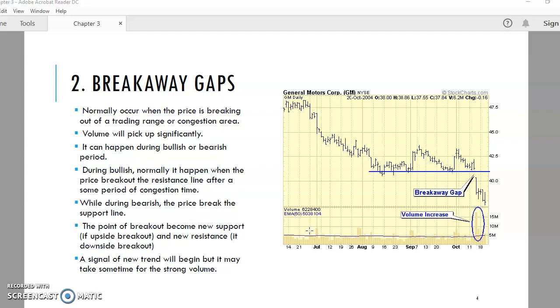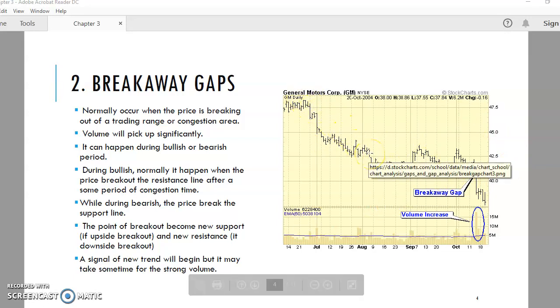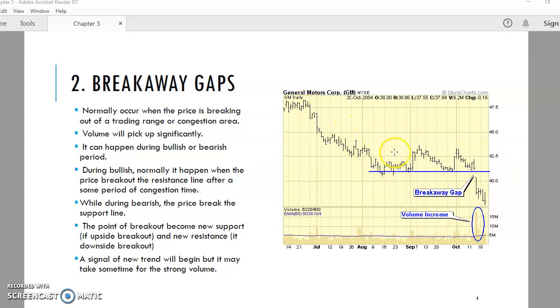Okay, the second type of gap is a breakaway gap. Since the name is breakaway gap, we know that this gap appears as a signal that the price is breaking out of a trading range or a congestion area. So what is the meaning of that? For example, in this chart, we can see that this is a downtrend, and after a certain time, the chart shows a sideways trend or congestion area.